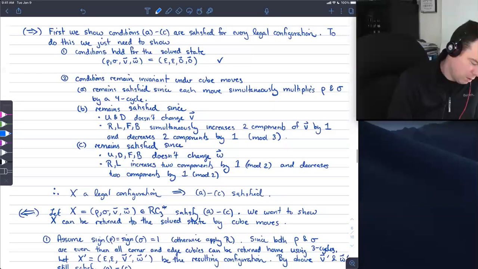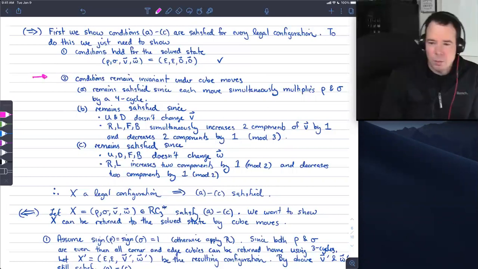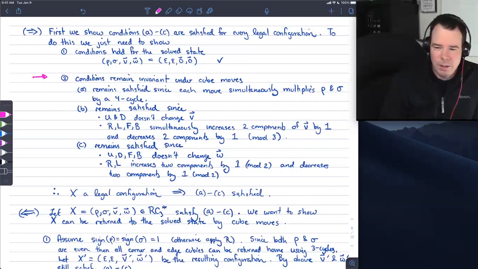And so that's all we're going to do here. We're just going to talk our way through it. But I'm checking that when I do one of the basic moves, those conditions remain invariant. So they remain satisfied. So part A, they remain satisfied.